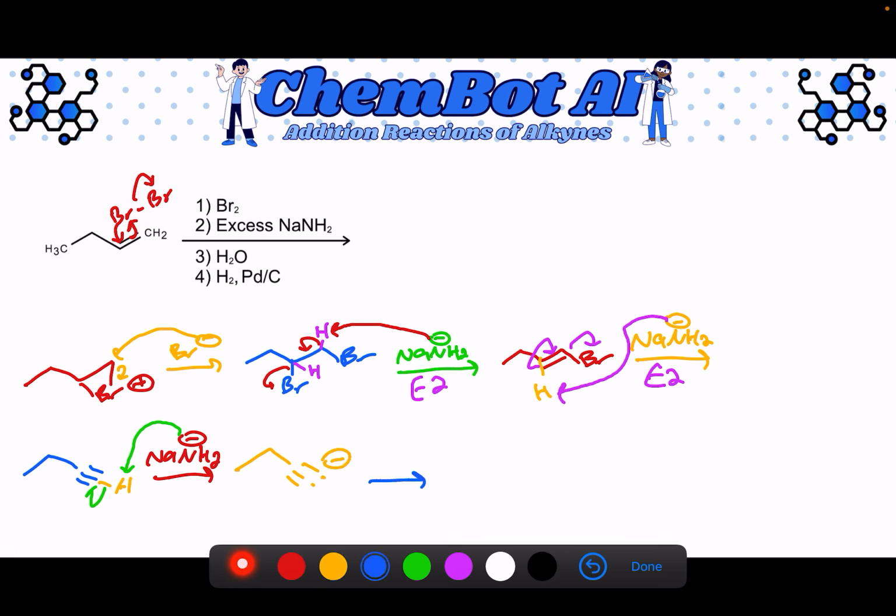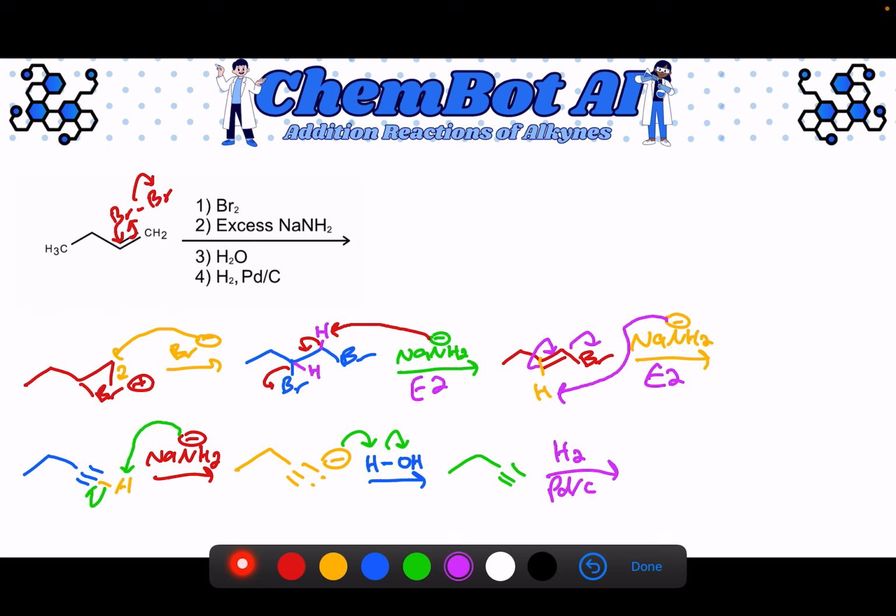Finally, water is going to help us protonate our acetylide ion in order to turn it into a neutral species. And now our triple bond is going to react with hydrogen and our palladium catalyst. This is called a hydrogenation reaction.